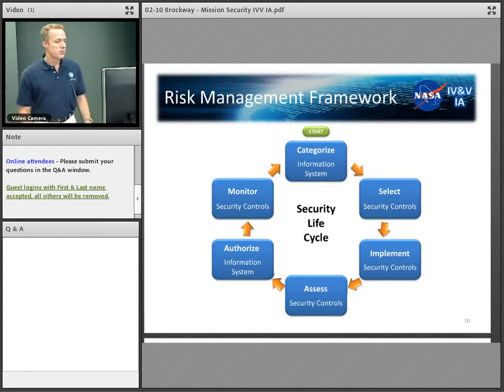So this provides a risk management framework, and this simple diagram represents 100+ pages of what NIST provides to all of us for categorizing the information system, selecting and implementing security controls, assessing those security controls, getting the system authorized, the authority to operate, and then once it goes operational, monitoring those security controls.